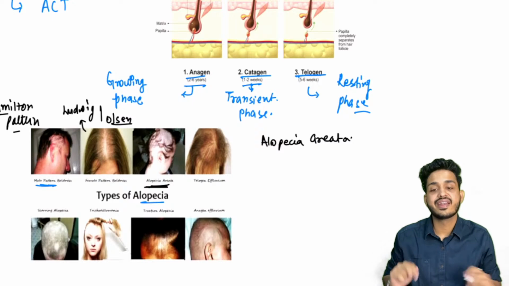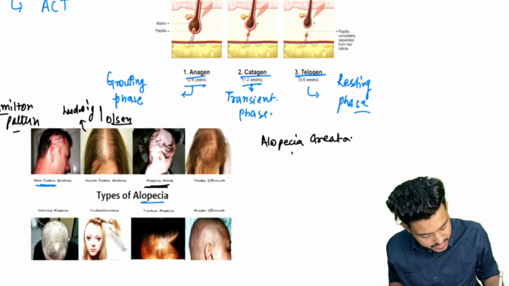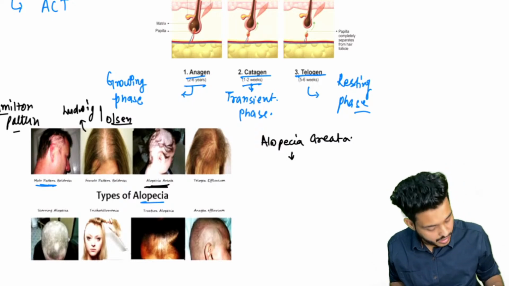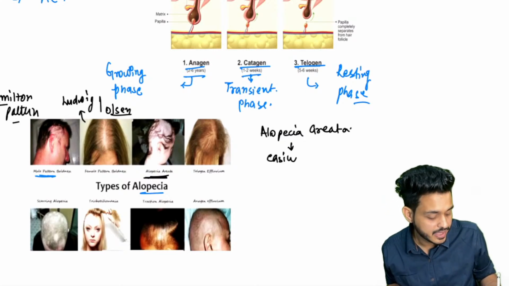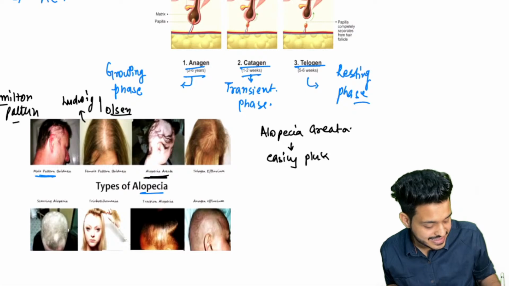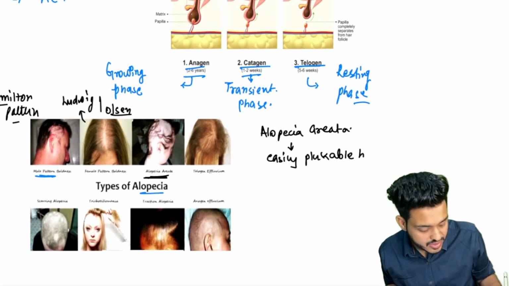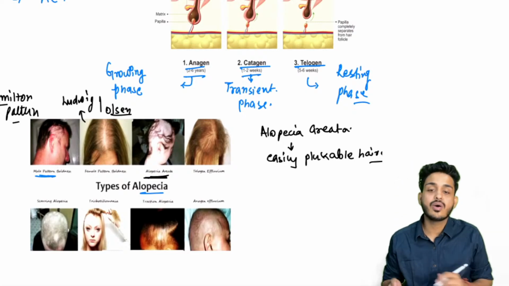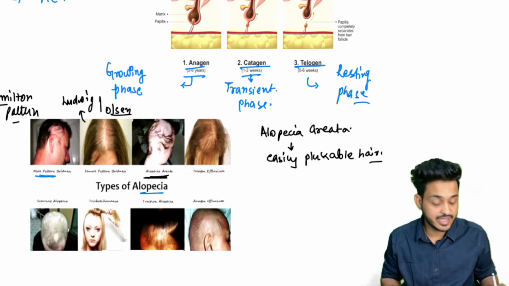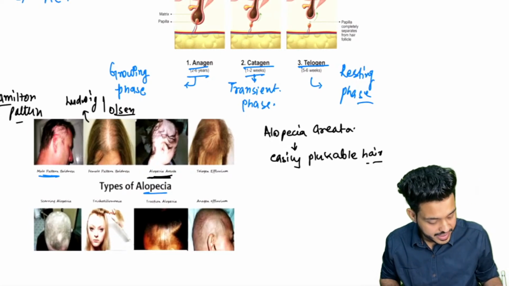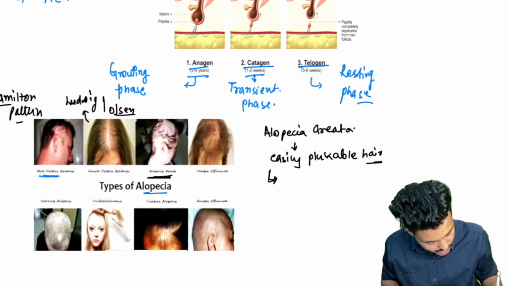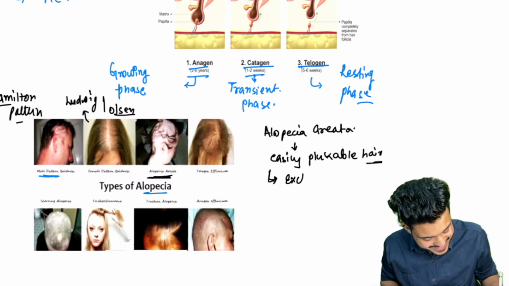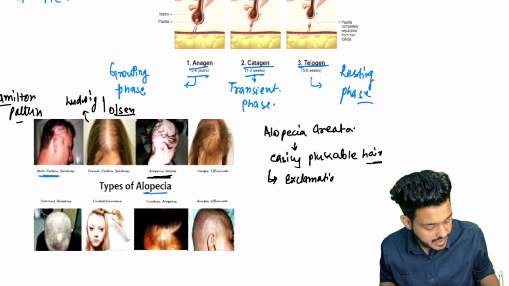Two important findings we will see here. The first one, you will find the easily pluckable hair, because this is an autoimmune condition, alopecia areata. So here you will find easily pluckable hair, first thing. Second thing, you will find exclamation mark sign.